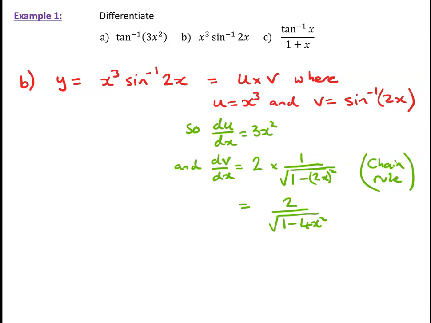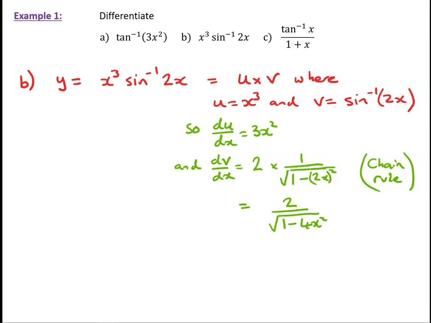The derivative of sine to the minus 1 of something with respect to the something is 1 over the square root of 1 minus the something squared. So dv by dx is going to be 2 times by 1 over the square root of 1 minus 2x squared, which is the chain rule. In other words, it's going to be 2 over the root of 1 minus 4x squared.